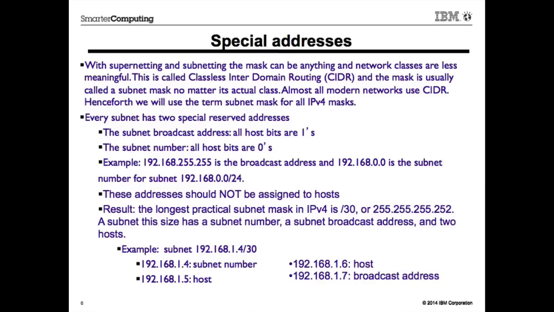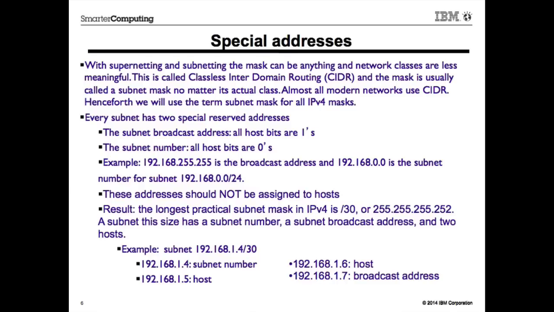These addresses are not available to be assigned to hosts. So what that means is, in reality, the longest practical subnet mask is /30. Even though there's 32 bits in the mask, you can't have a /31 simply because there's not enough addresses. You have to have a subnet number, you have to have a broadcast address, and you still have to have room for hosts. So with the smallest subnet possible, you have a subnet number, a broadcast address, and 2 hosts, which is what you get with a /30 network. And that's shown in the example on the bottom of the page. If you break out the binary, you'll see that for the .4 address, the host portion is all zeros, and for the .7 address, the host portion is all ones.